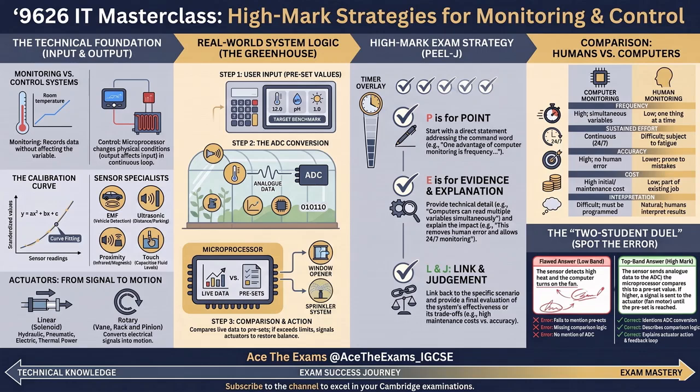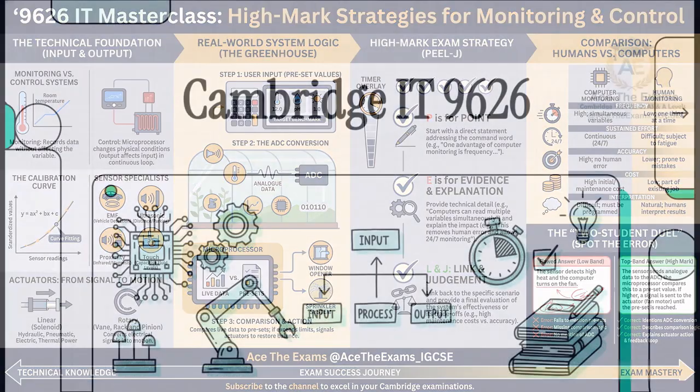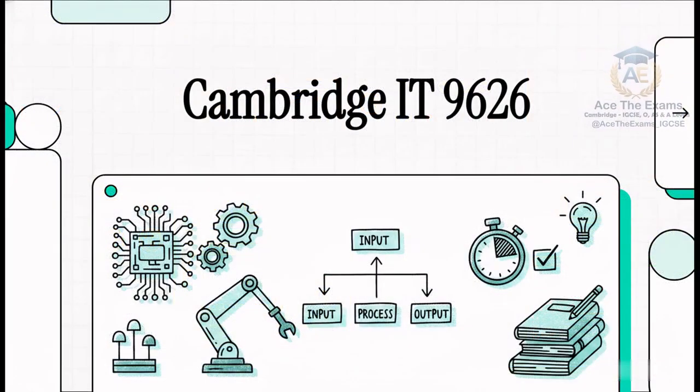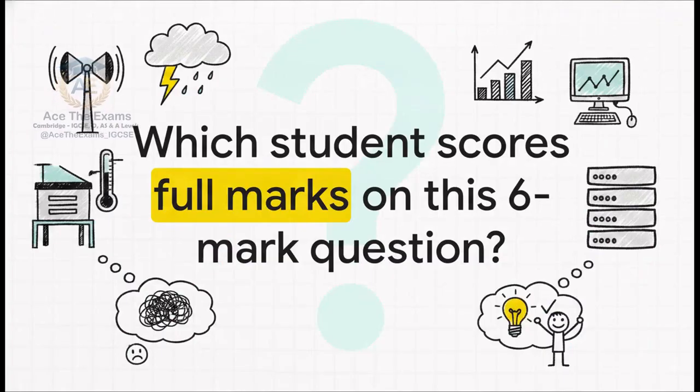Let's completely hack the Cambridge IT 9626 syllabus. Today, we are mastering control technologies to guarantee you pick up maximum marks in your exams, and we're jumping straight in with a high-stakes challenge. We've got two different student answers for a classic 6-mark question on computerized weather stations. One of these loses easy marks, while the other is an absolute top-grade winner, and I want you to predict which is which right now.